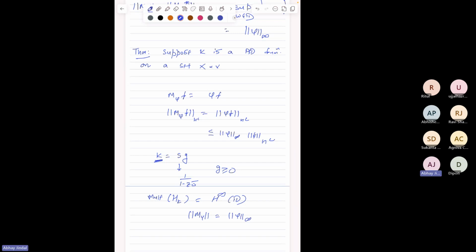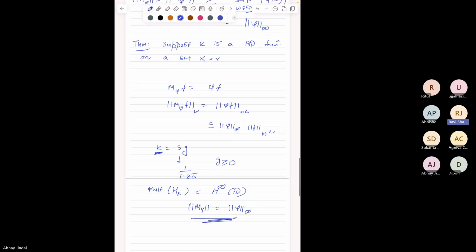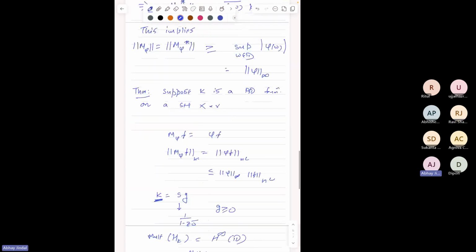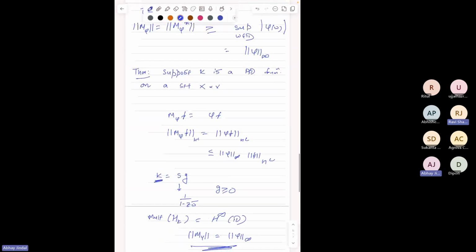But in this setting we'll get this. Here you are saying that in the general case it may not be true, this inequality: the norm of phi f is less than or equal to the norm of phi times the norm of f. Yes, in fact it is not. For instance, say you have the Dirichlet space on the disk. There it is not true.